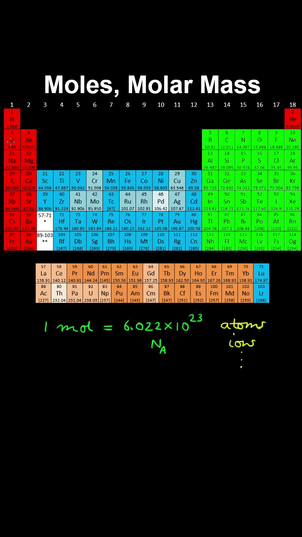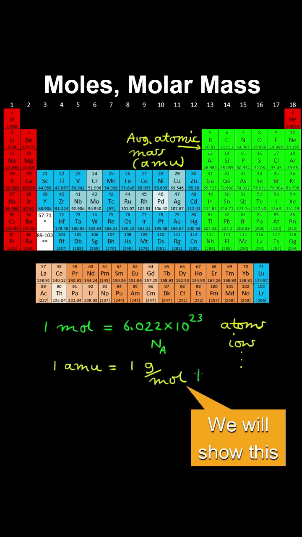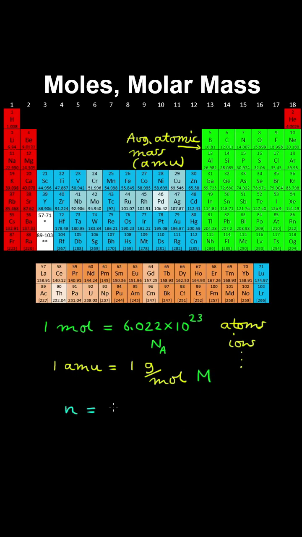So in the periodic table, the average atomic mass is provided, and 1 atomic mass unit is the same thing as 1 gram per mole. And this is also referred to as the molar mass. So therefore the number of moles of a substance is equal to the mass over the molar mass. So for example, you have grams in the numerator and grams per mole in the denominator, which ends up giving you mole in the numerator.